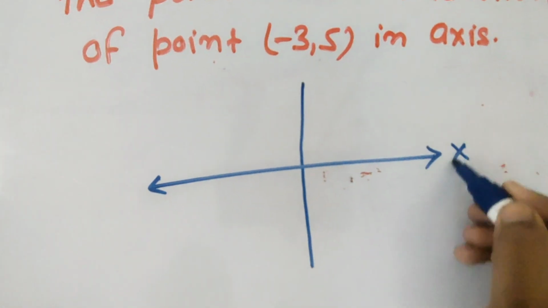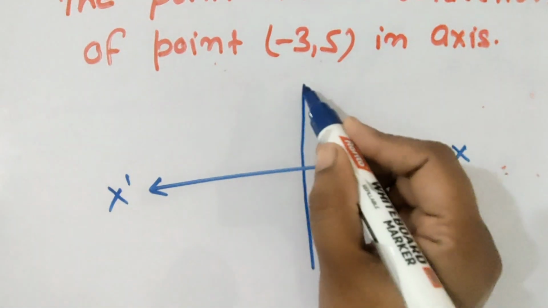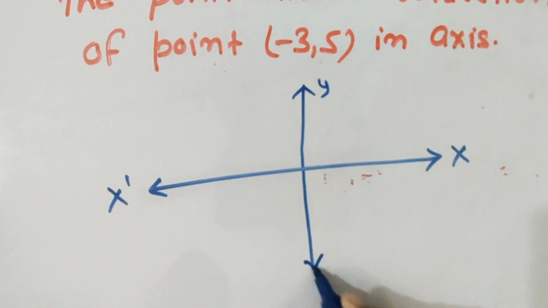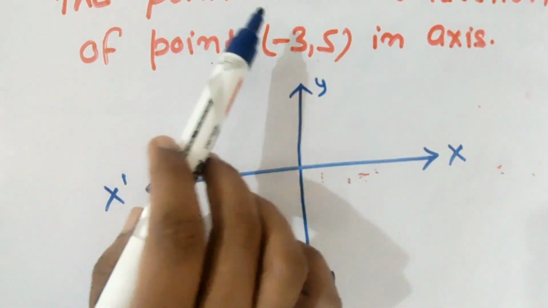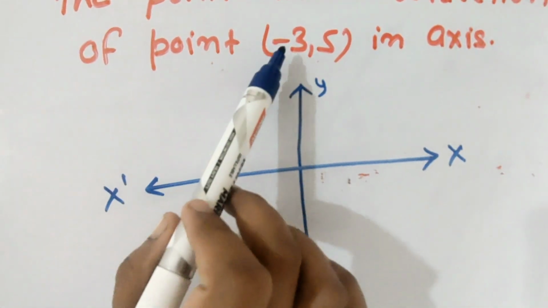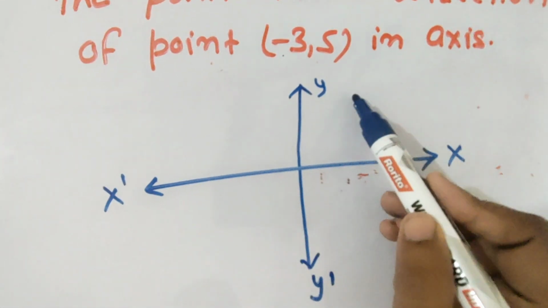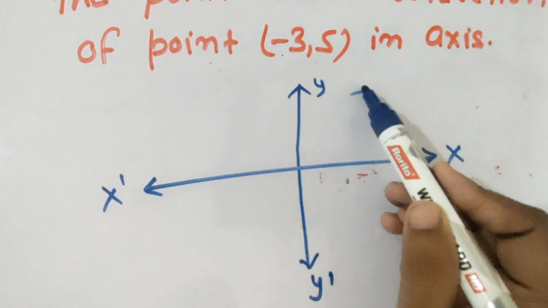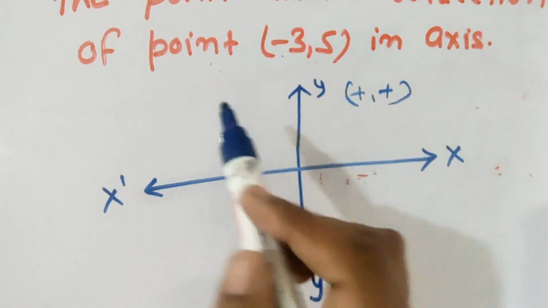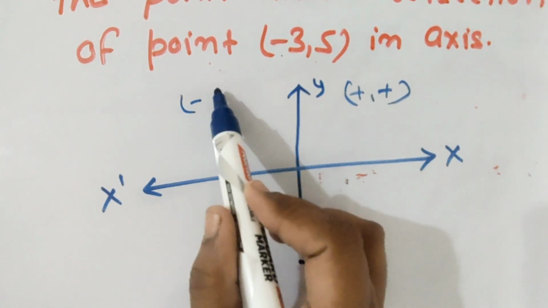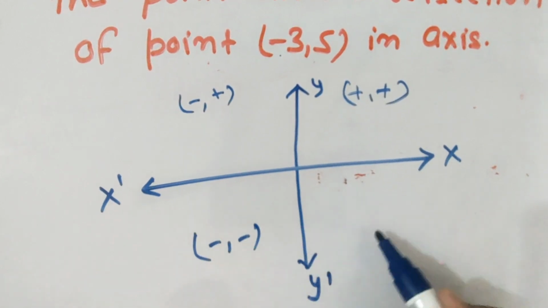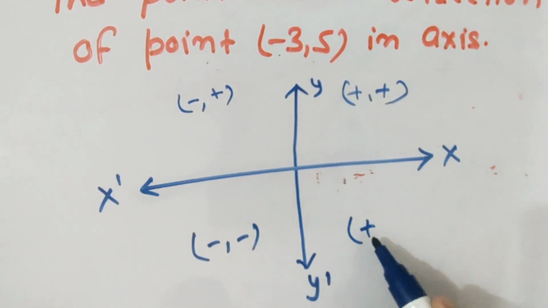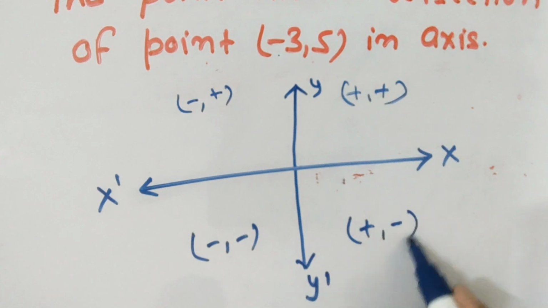This is x, here x dash, here y, here y dash. Okay, then here a point is given. The coordinate of the point whose reflection we want is negative 3, 5. In the first video I explained: in this quadrant both are positive. Here the x coordinate is negative and the y coordinate is positive. Here both coordinates are negative. Here the x coordinate is positive and the y coordinate is negative.